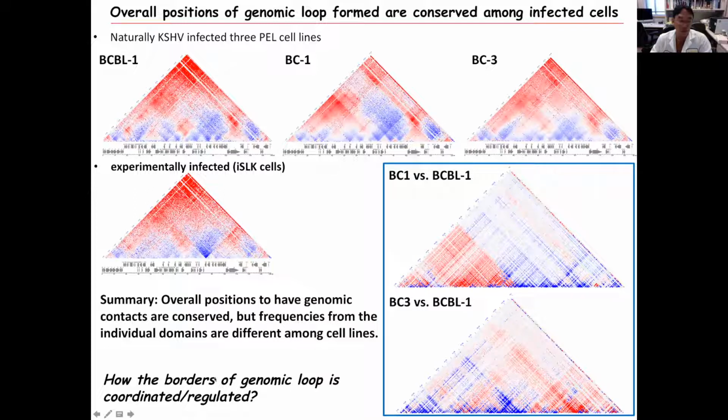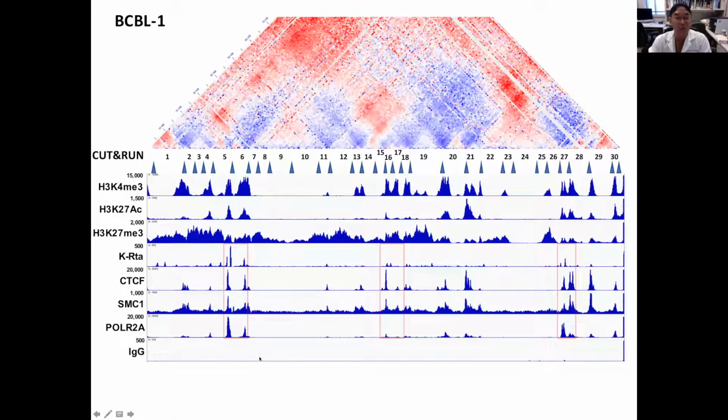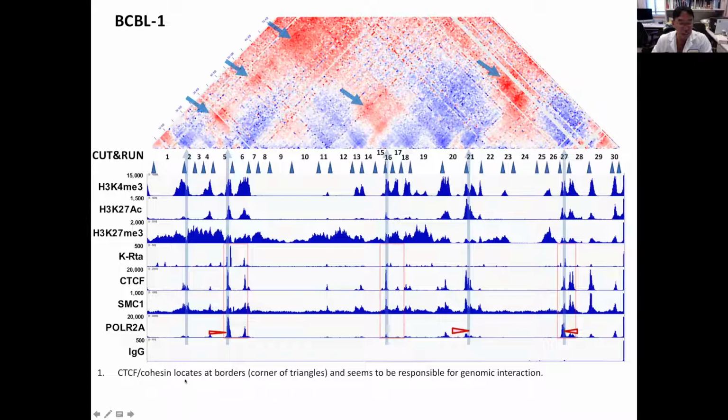So how is the border of the genomic groups coordinated in the KSHV genome? Next, we performed several CUT&RUN studies to supplement the genomic study. As you can see here, CTCF and cohesin are located at the border, the corner of this triangle, and seem to be responsible for the genomic interaction, which is very similar to host genome regulation.